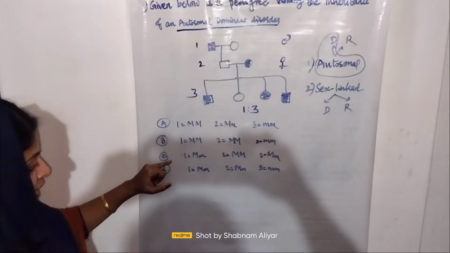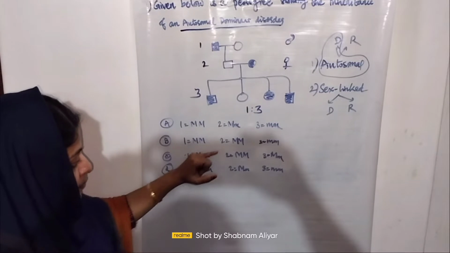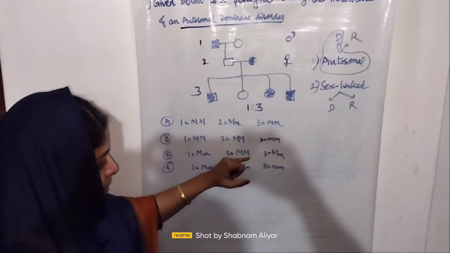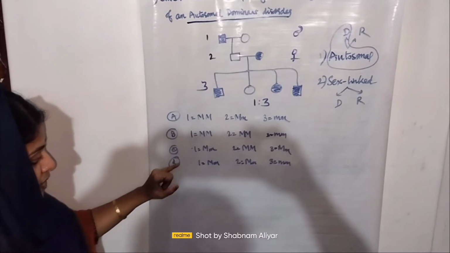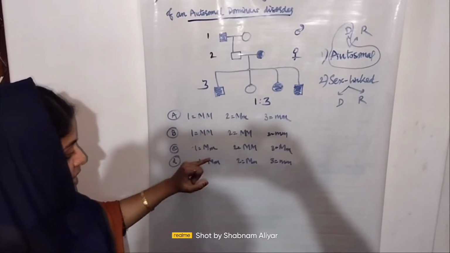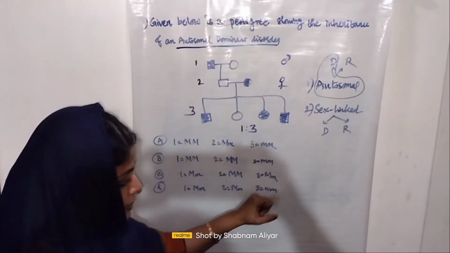The C option is, 1 is capital M, small m, 2 is capital M, and 3 is capital M, small m. And the D option is, 1 is capital M, small m, 2 is capital M, small m, and 3 is small m, small m.